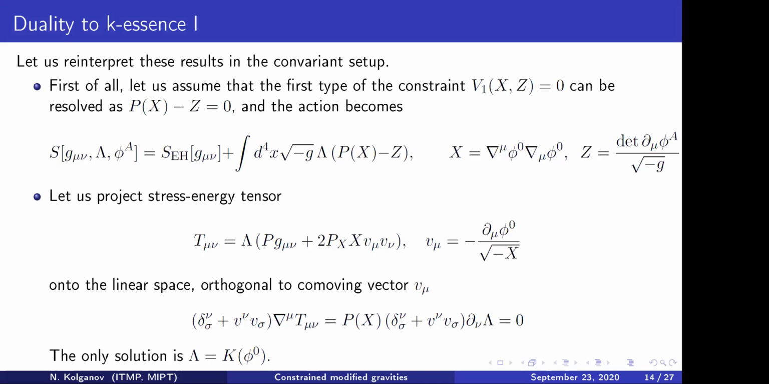Well, of course, you can consider this situation somewhat contrived. But I'm asking a very simple question. If the total set of solutions of your original theory and the new theory is exactly the same, then this arbitrariness in the function k of phi naught must be present also in the original formulation.